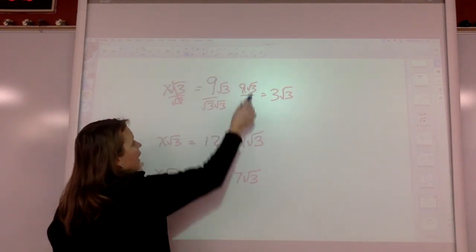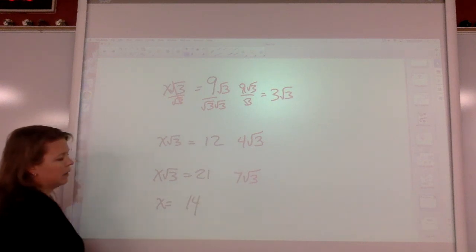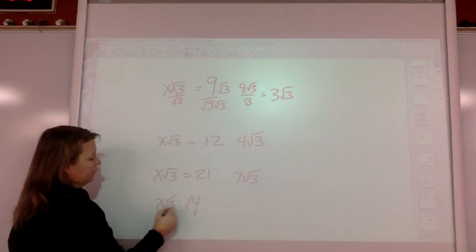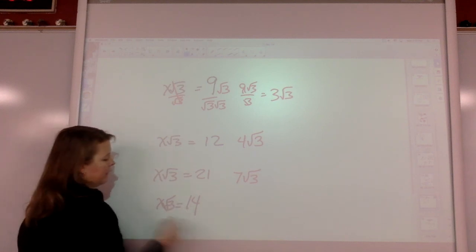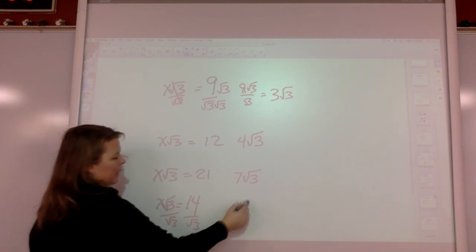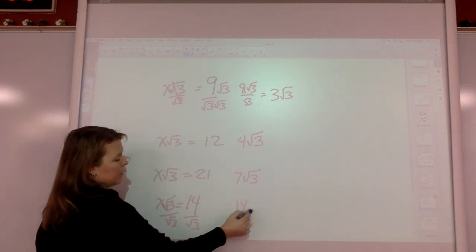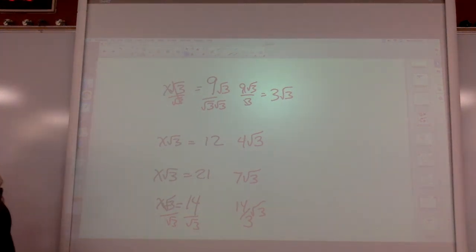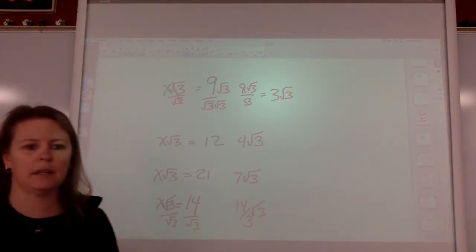Doing all this math in my head, kind of a shortcut. If I want to take x square root of 3 equals 14, and I had to divide this one, I know that it's not a whole number, but I know it's going to be a third of whatever 14 is, and multiply it by square root of 3. Just a quick practice, in case you needed it.